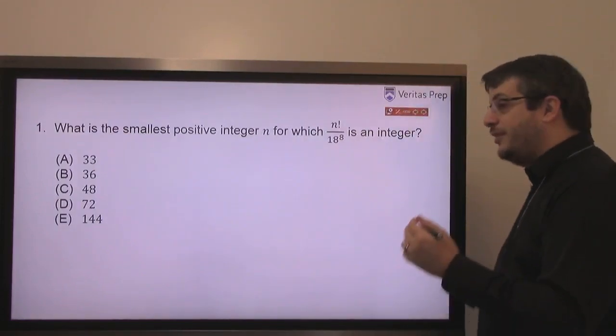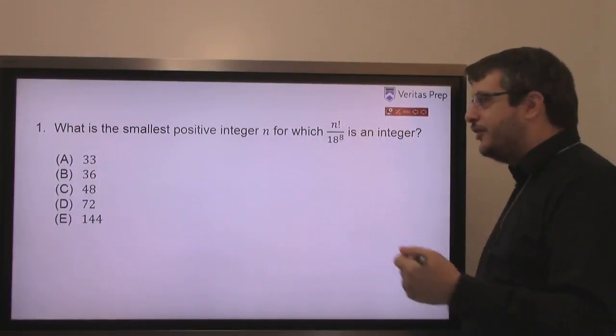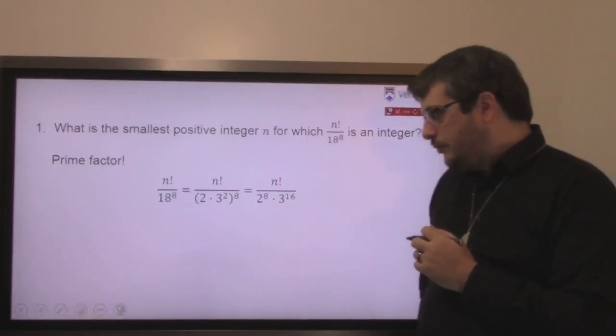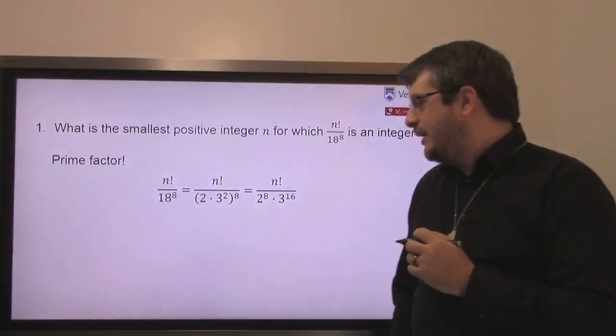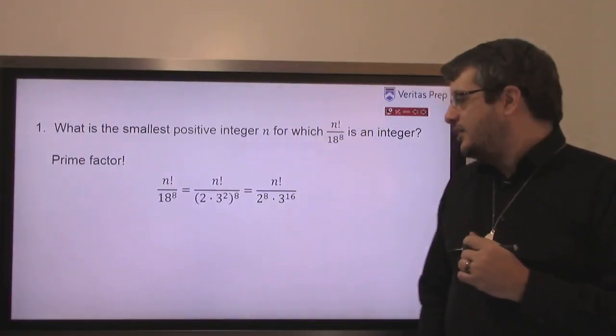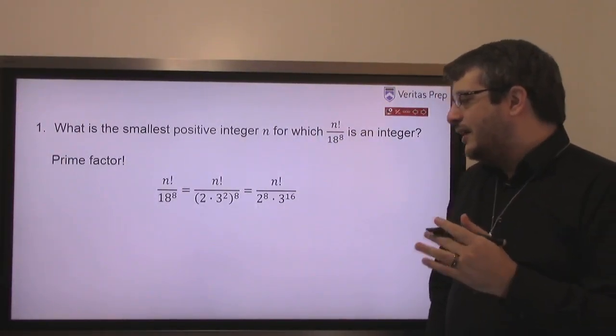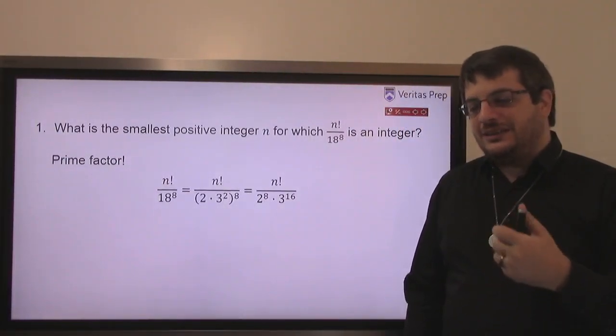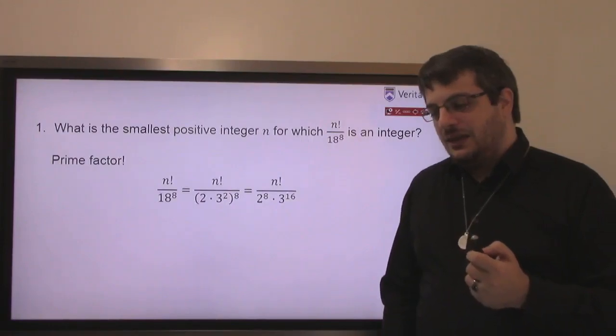So the first thing we should do on this problem and pretty much every other number theory problem out there is we should prime factor. And when we do prime factor 18, we get 2 times 3 squared, and it's all to the 8th. So what we need is 2 to the 8th and 3 to the 16. We need 8 copies of 2, and we need 16 copies of 3.